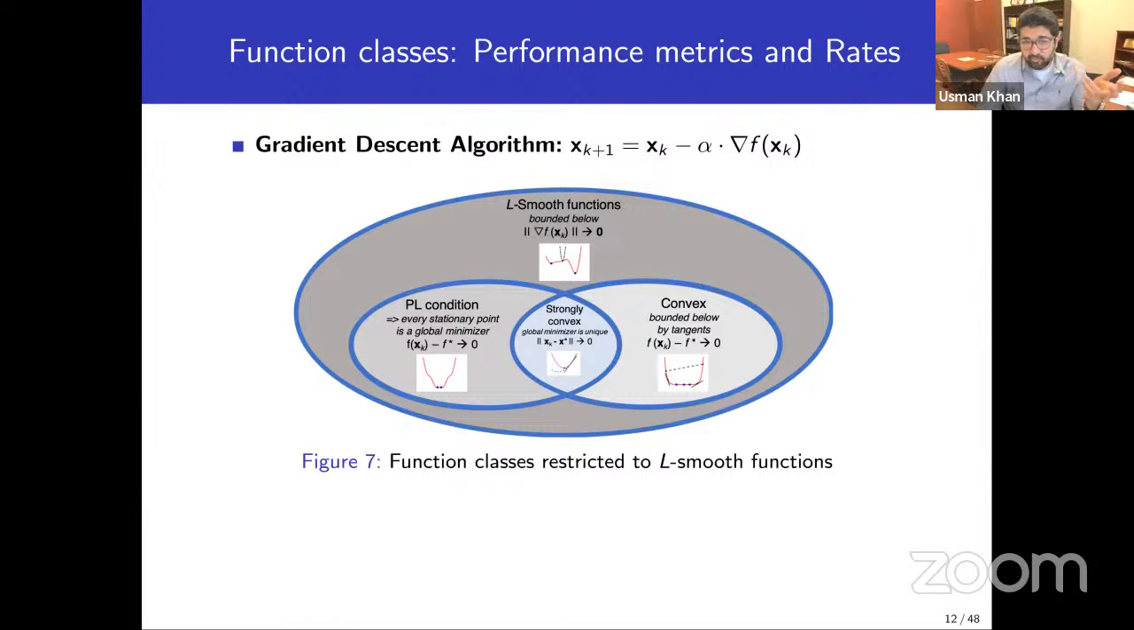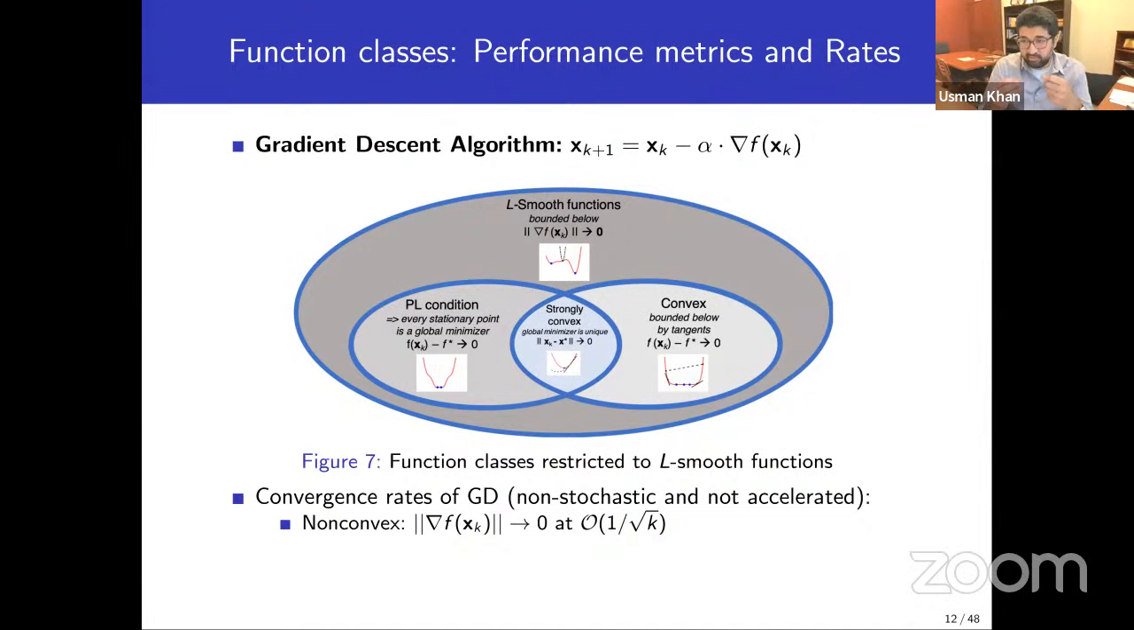And for gradient descent, what are the guarantees, or how do we learn that gradient descent is performing well or badly, or how do we quantify its performance? We basically have some performance metrics, and we have rates. For non-convex function classes, the performance metric that we choose to quantify the performance of gradient descent is the norm of the gradient at xk. Remember, we are searching for a point x star where the gradient is 0. And we know that gradient descent has a 1 over square root of k guarantee, which is the rate at which the gradient norm goes to 0.